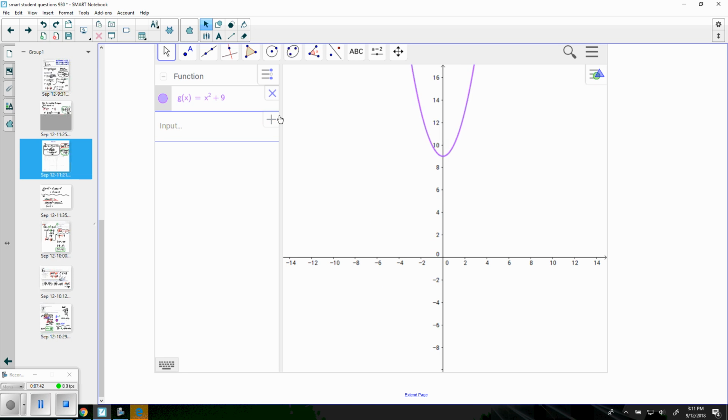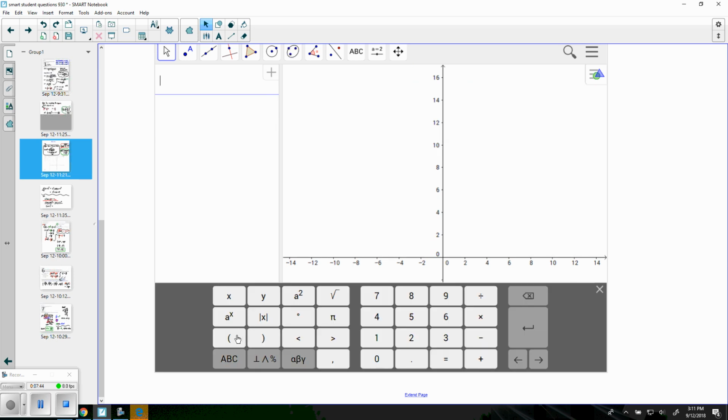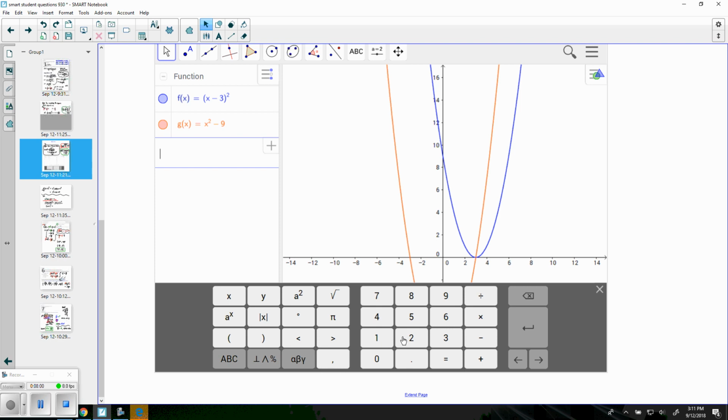I just moved this. I want to use a different example. Let's use x minus 3 quantity squared. And then let's try distributing that power. If you looked at it as x squared minus 9, minus 3 squared, then you see the difference there.